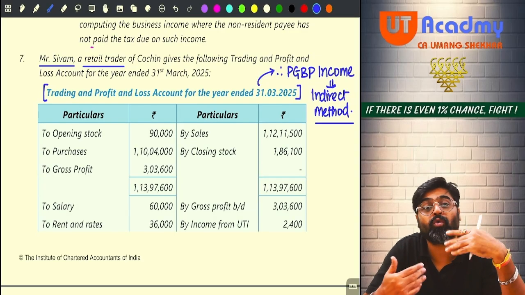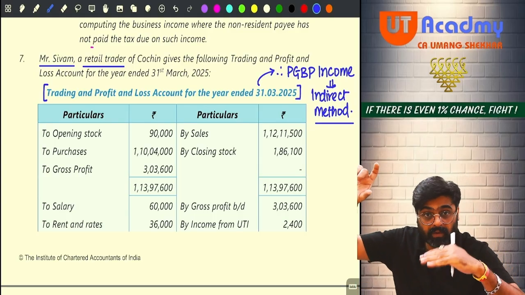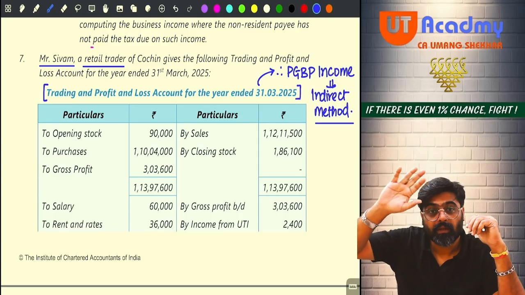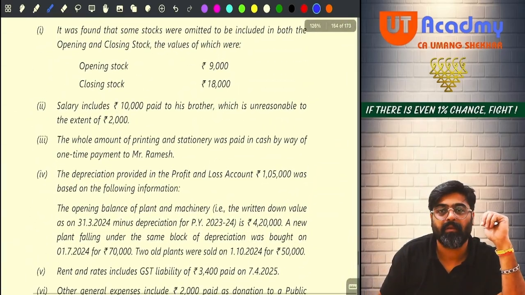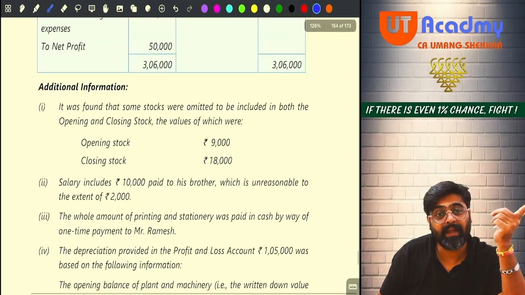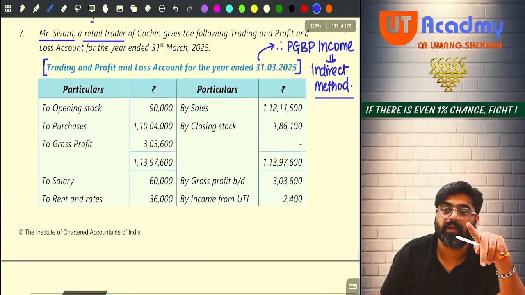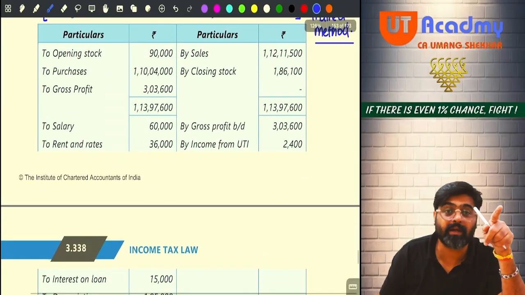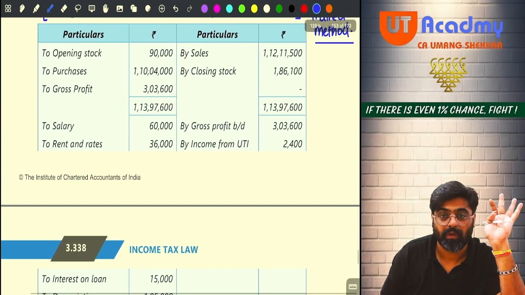So that time, how to read the question: first read the information given above the table. Then forget the table, read the information given below the table. Then in the end, you are going to read this table. So how to read the question is also very important. What you are going to do? Information.